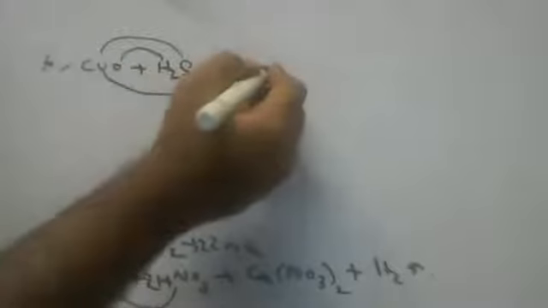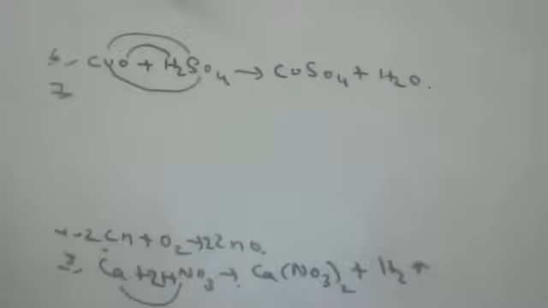Next one. I hope you are copying me. Sixth question. Copper oxide plus sulfuric acid. This is the base, this is acid. Gives what, children? Salt plus water. What is the salt you are expecting? Copper sulfate plus water, as it is. Okay, everything is balanced. Next one, children.